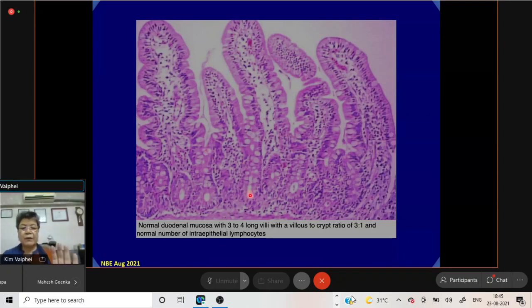It has been properly oriented, and so one could see the whole length of the crypts. So at least 3 or 4 full-length crypts should be seen in order to say that the biopsy is properly oriented, irrespective of presence or absence of the muscularis mucosae. I am also aware that some textbooks write that presence of muscularis mucosae is more than enough evidence to say that the biopsy is properly oriented. I totally disagree with that.